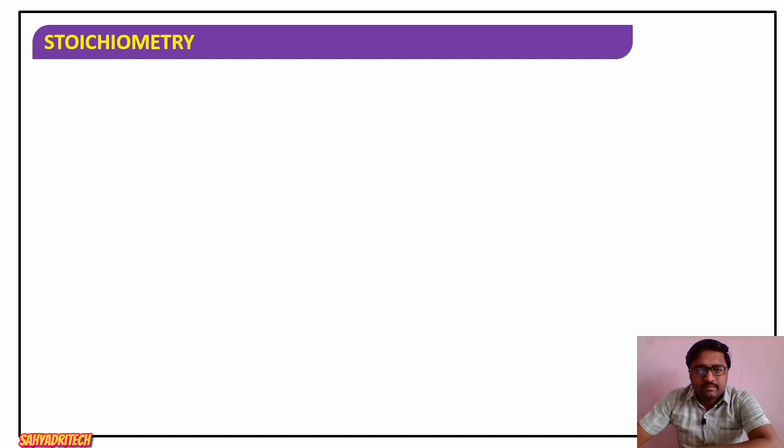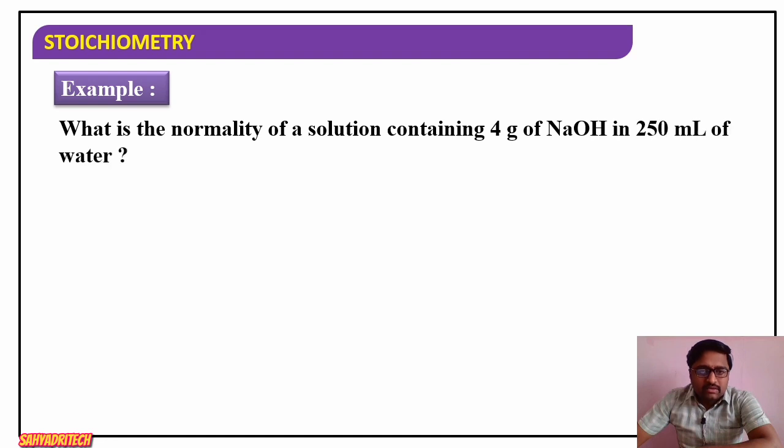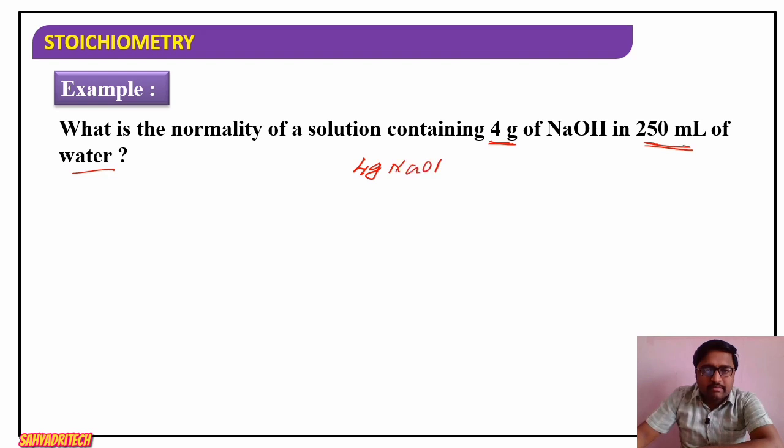Example, first one: what is the normality of a solution containing 4 gram of NaOH in 250 ml of water? Let me repeat the question. What is the normality of a solution containing 4 gram of sodium hydroxide in 250 ml of water? So 4 gram of NaOH, sodium hydroxide, is added to 250 ml of water.